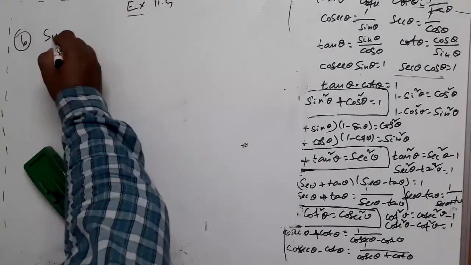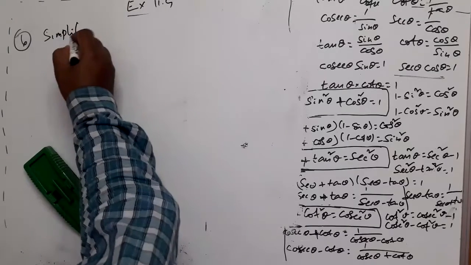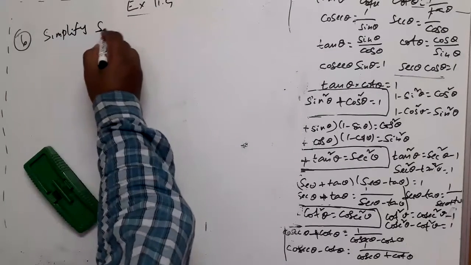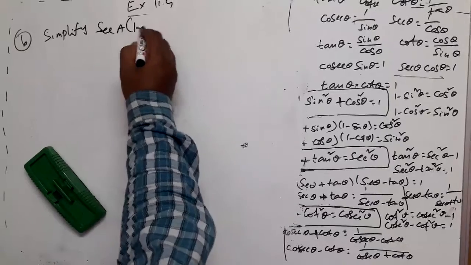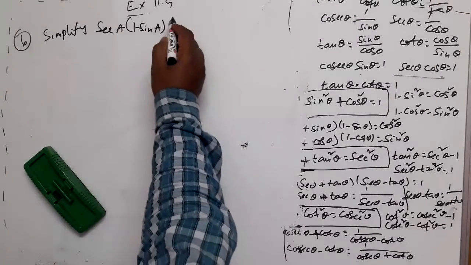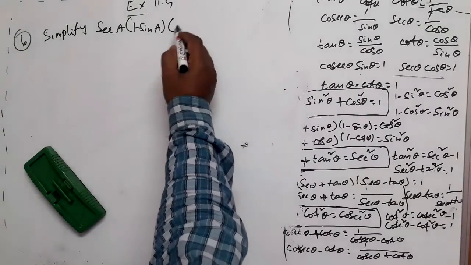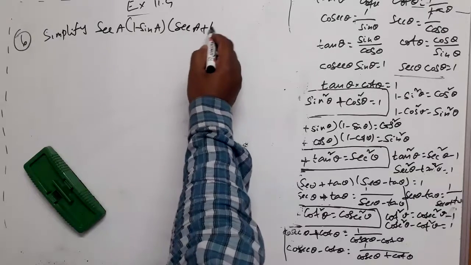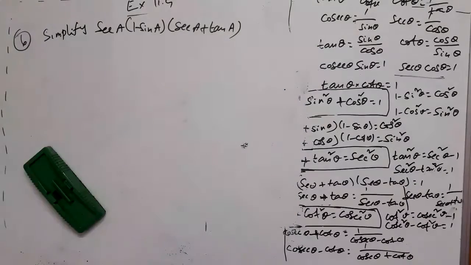Simplify secant A multiplied by 1 minus sin A multiplied by secant A plus tan A. That is the question.